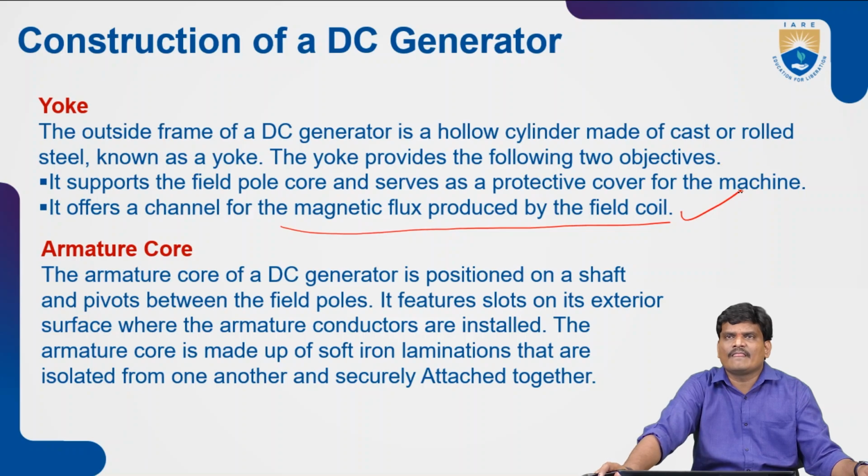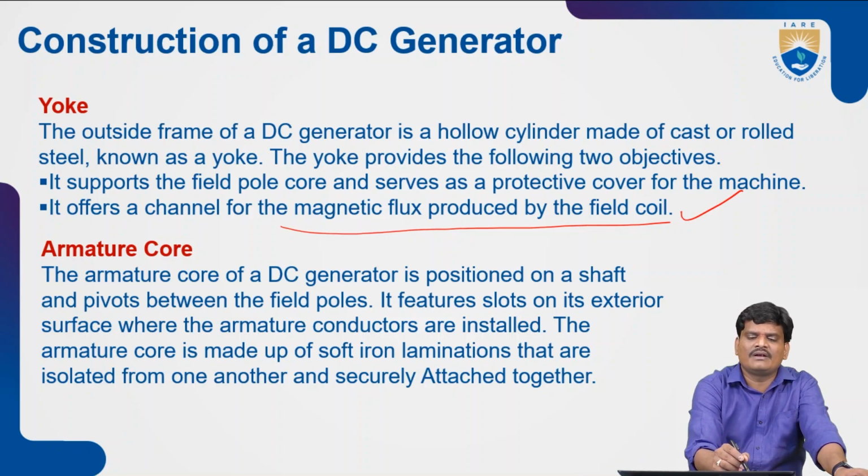And it also acts as a channel for the magnetic field produced by the field core. So there are two objectives which are given by the yoke. One is it supports the field pole core and it will act as a protective cover of the machine. And the next one is it will also act as a channel for the magnetic fields which is produced by the field coil.